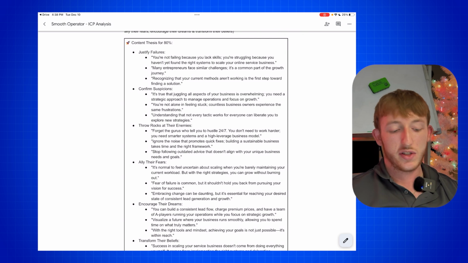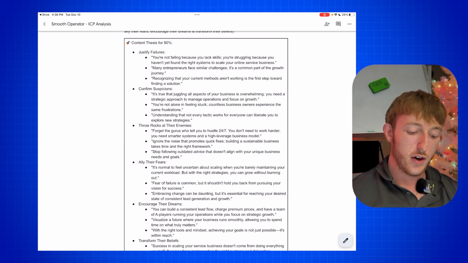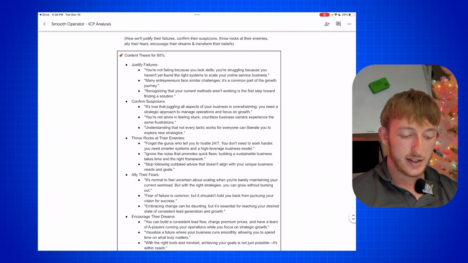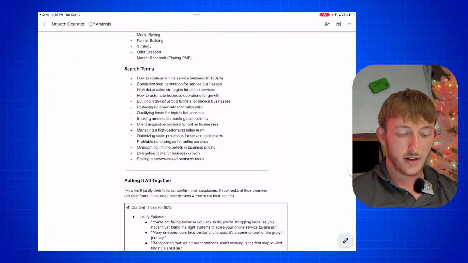So basically we want to do 6 things. We want to justify their failures, confirm their suspicions, throw rocks at their enemies, allay their fears, encourage their dreams, and transform their beliefs, right? These are basically the main things that we want to do in our content thesis. And when we want to put it all together, that's kind of what it looks like.